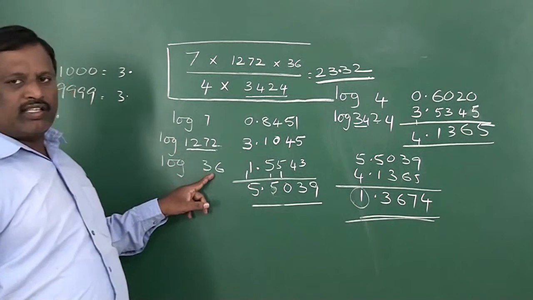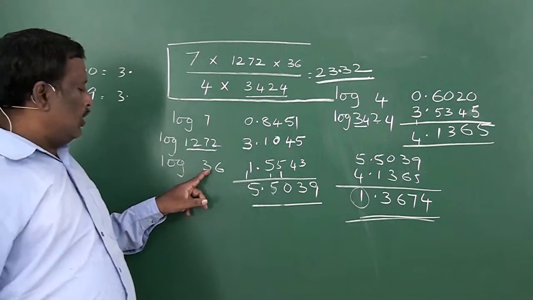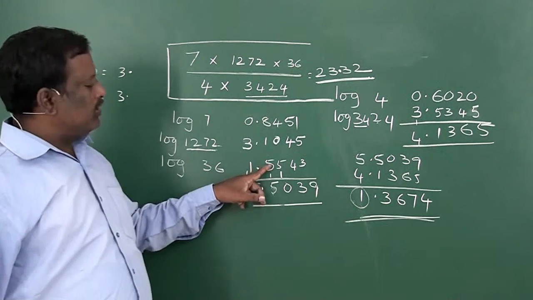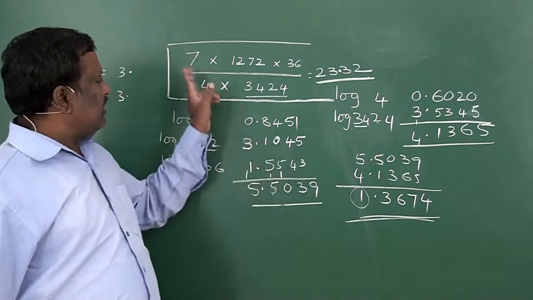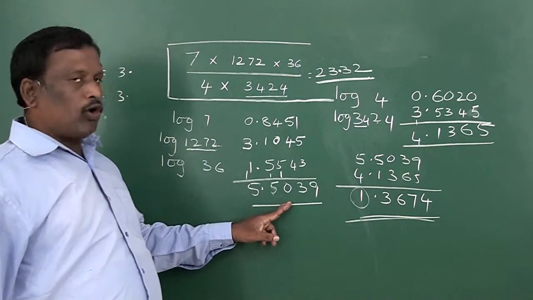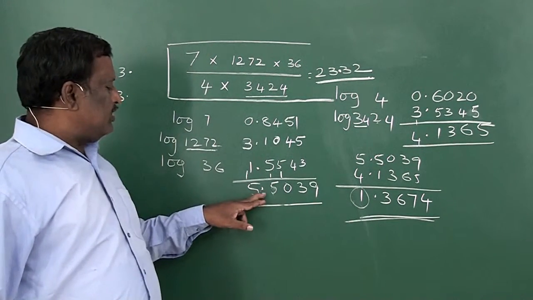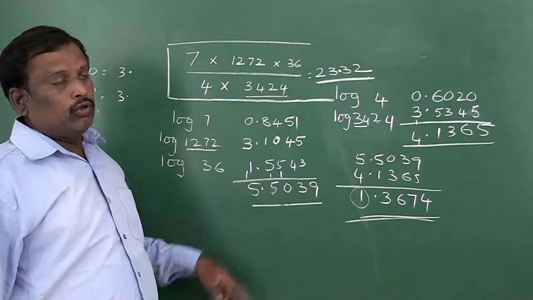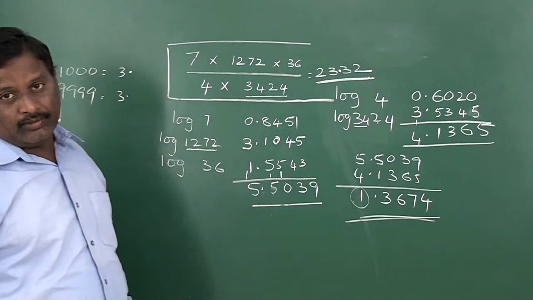Next log 36. Log 36 is a 2-digit number, so characteristic is 1. So 36, 0. It is 5543. Since they are multiplication, you have to add all the log values. So here it is 5.5039. This is the log value for the product of the numerator.